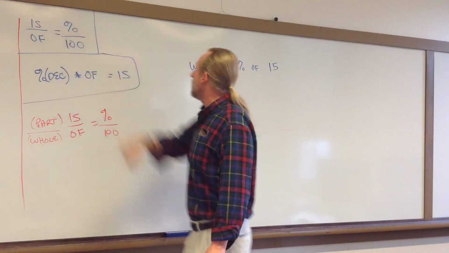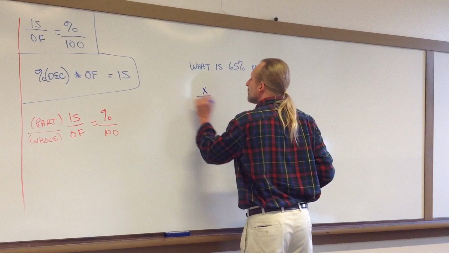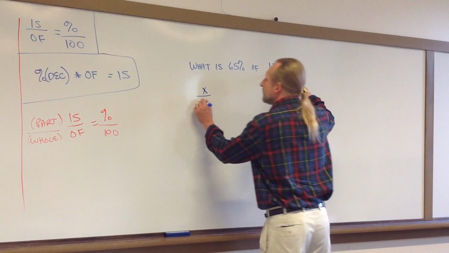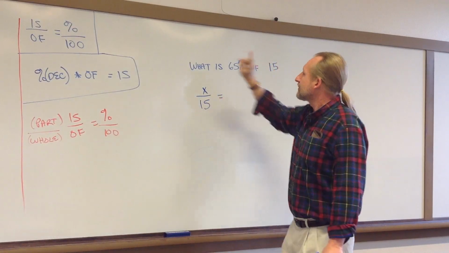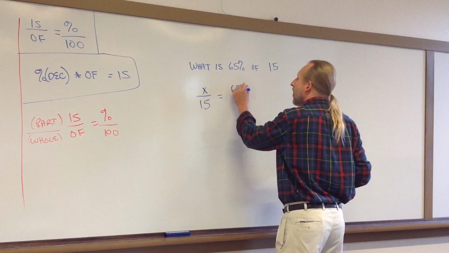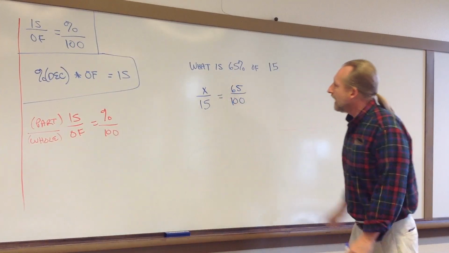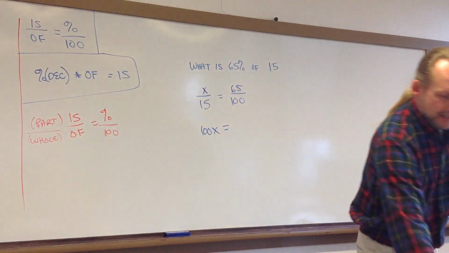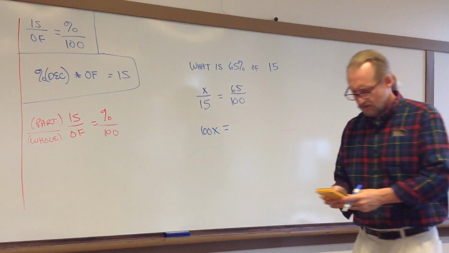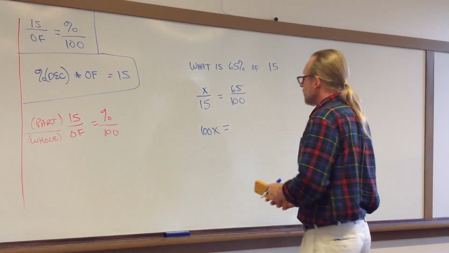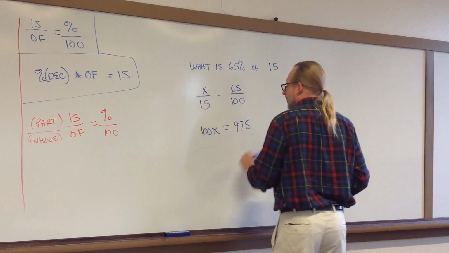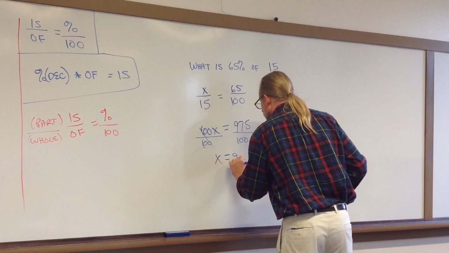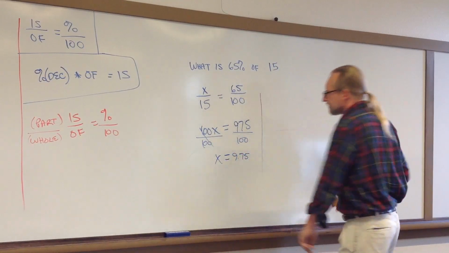We want to do it this way. What is? So the is our variable. That's what we're looking for. Of 15, so 15 is the of. Percentage is 65 over 100. And so then we just go 100x is equal to 15 times 65. 15 times 65, 975. Divide on both sides by 100. And so x is going to be 9.75.